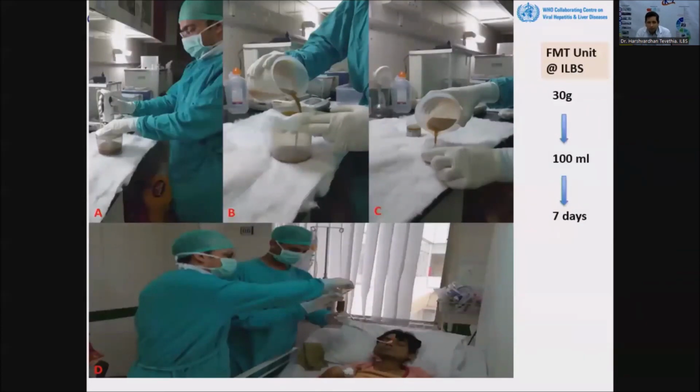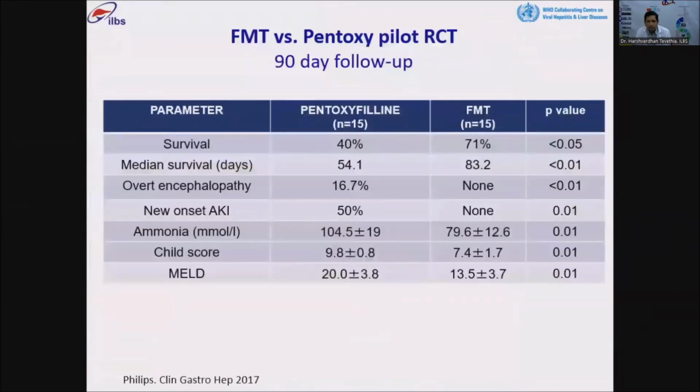This is an FMT unit by Dr. Apoorv. As you can see here, he's preparing an FMT from a screened donor for a patient who was receiving treatment for ACLF alcoholic hepatitis. And here it was done by giving a nasojejunal tube. And this was given for 7 days in this group of patients. And many of these patients actually had an improvement in survival. The paper is still under peer review and should be published very soon.